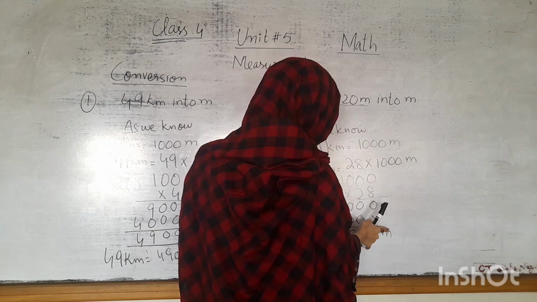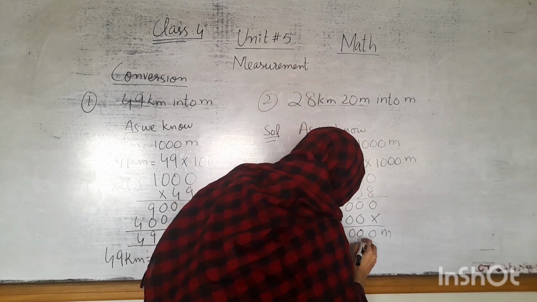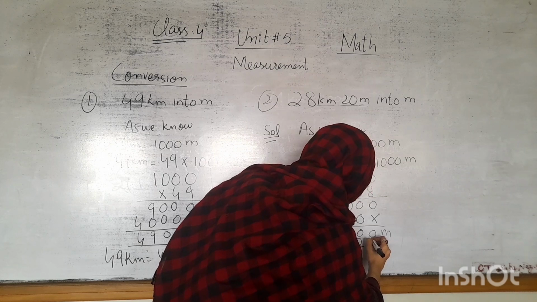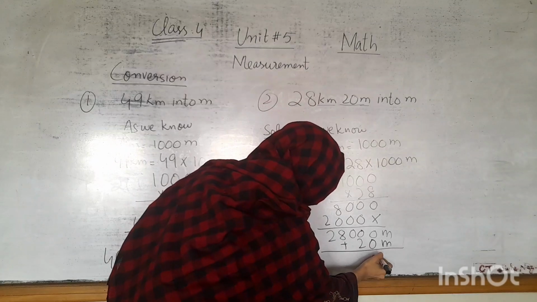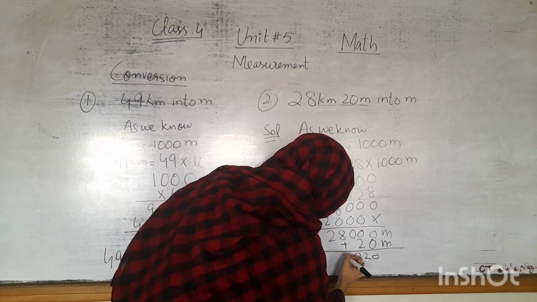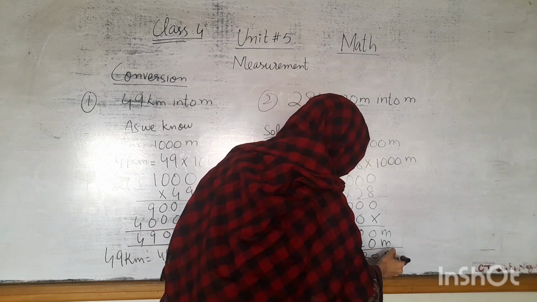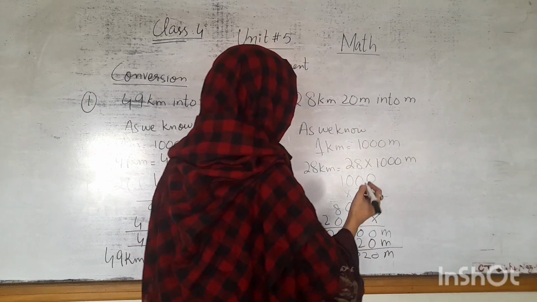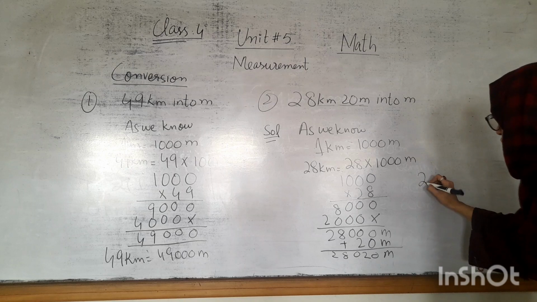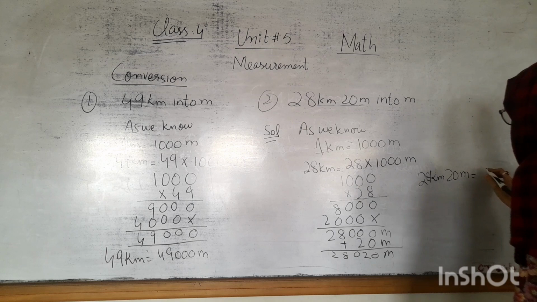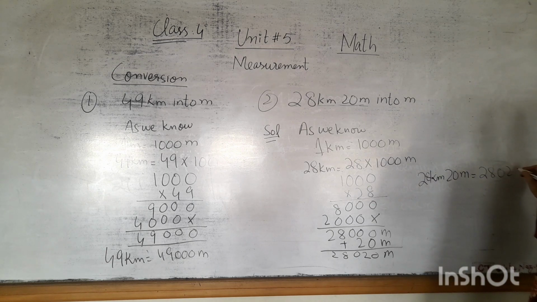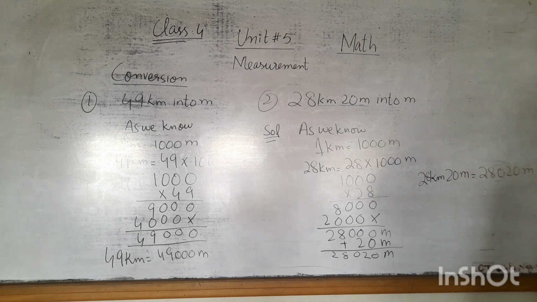So we add these two measurements, 28,000 meter and 20 meter. After addition of the same units, we have 28 kilometer 20 meter is equal to 28,020 meter.